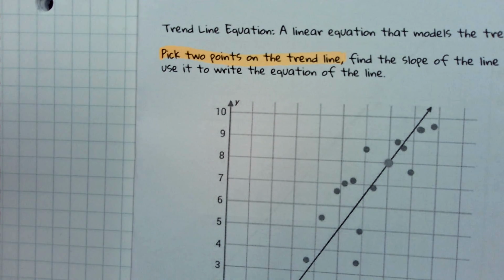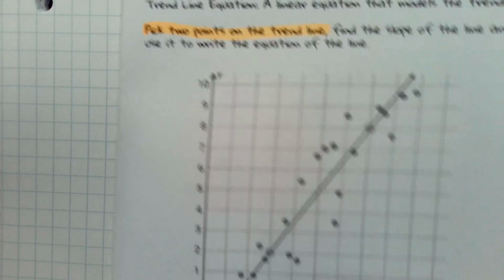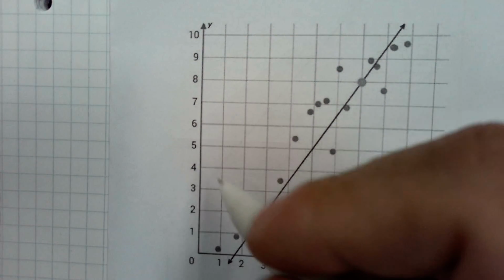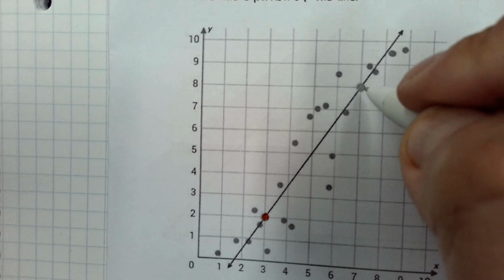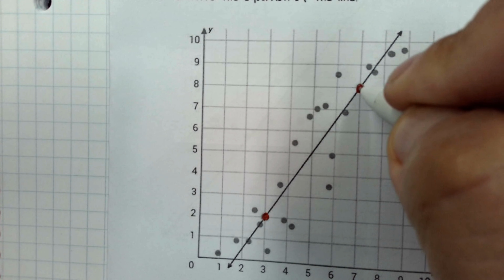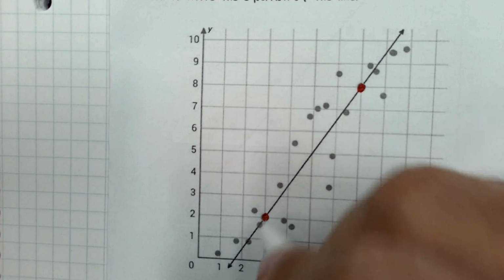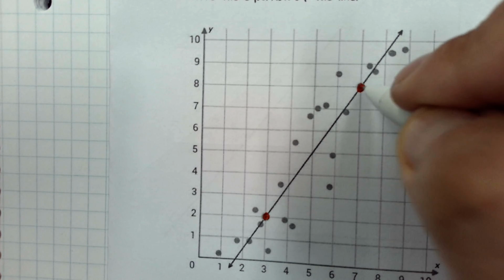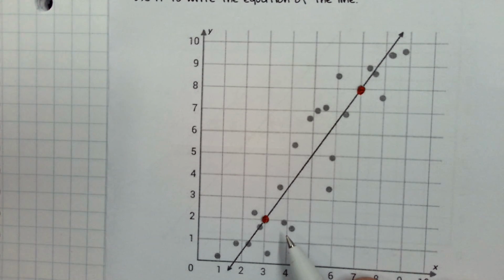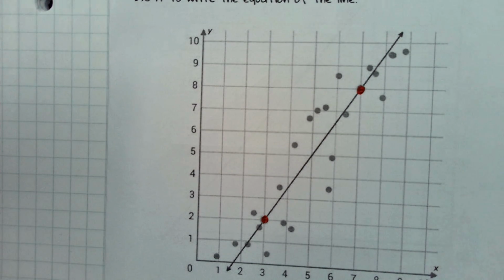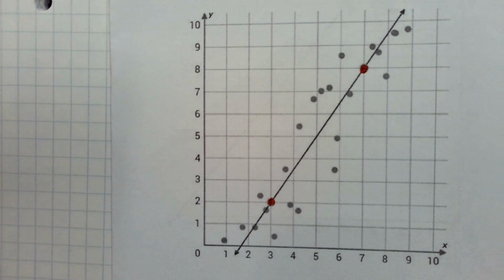So that means they don't have to be actual data points. So they already picked 2 for us. I'm going to highlight them. I want you to highlight them yourself. So we already went ahead and picked these 2 points. These 2 points are probably not even actual data points. Okay? So I need that to be understood, guys.